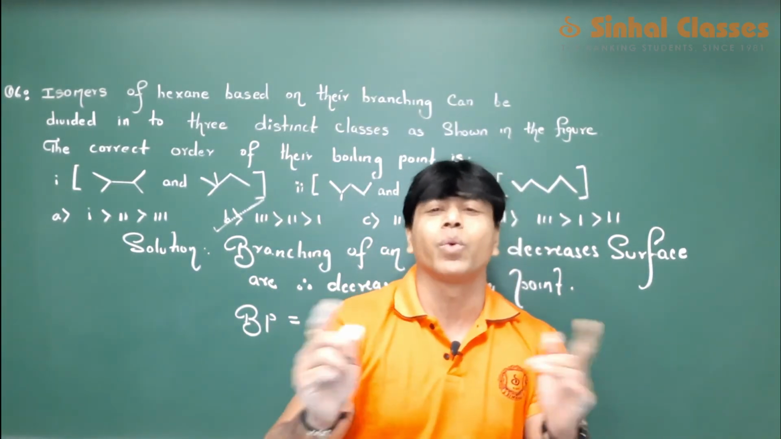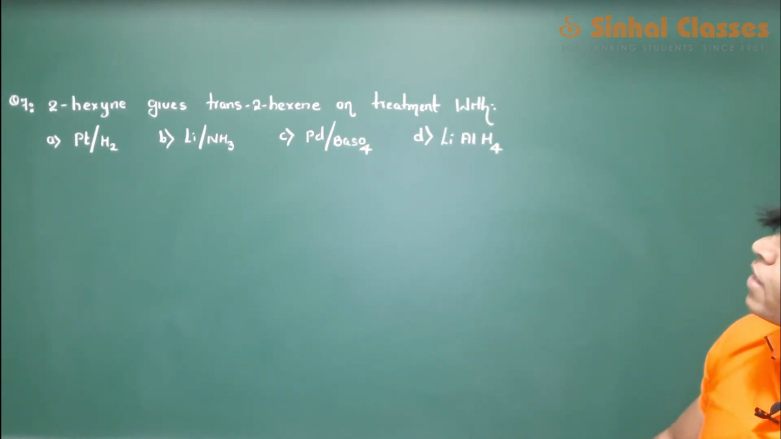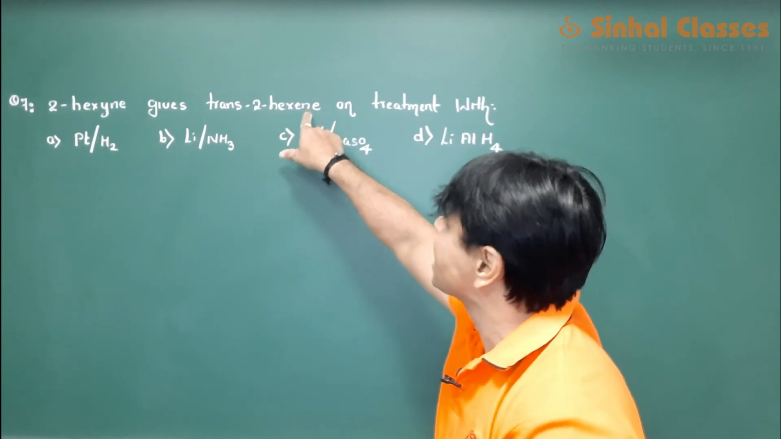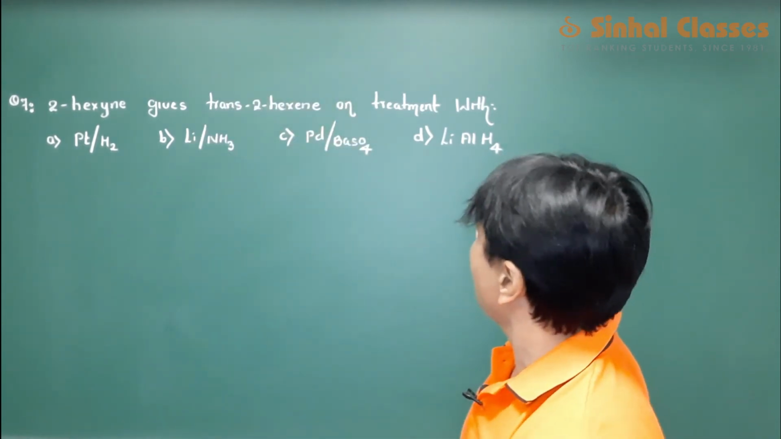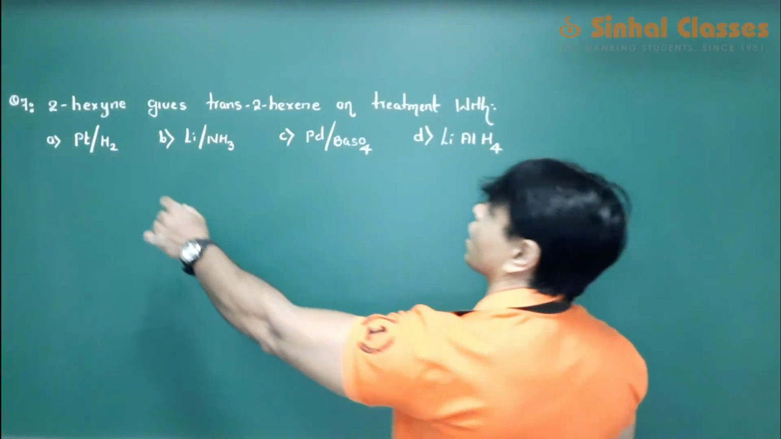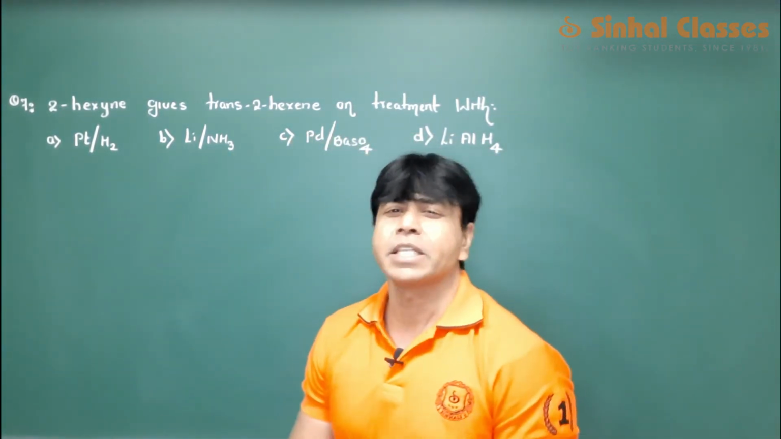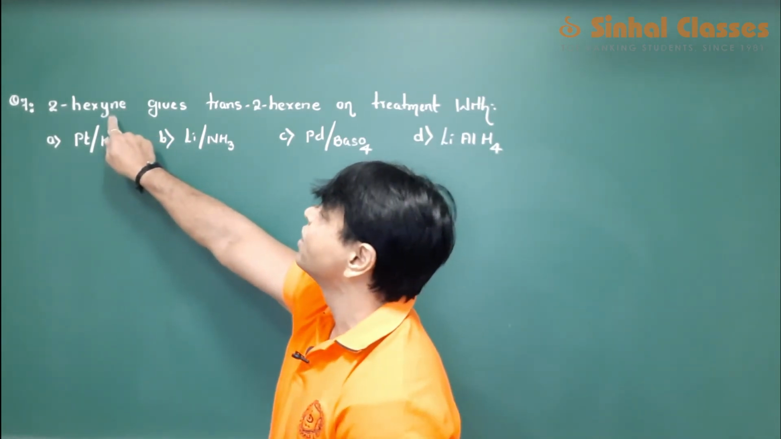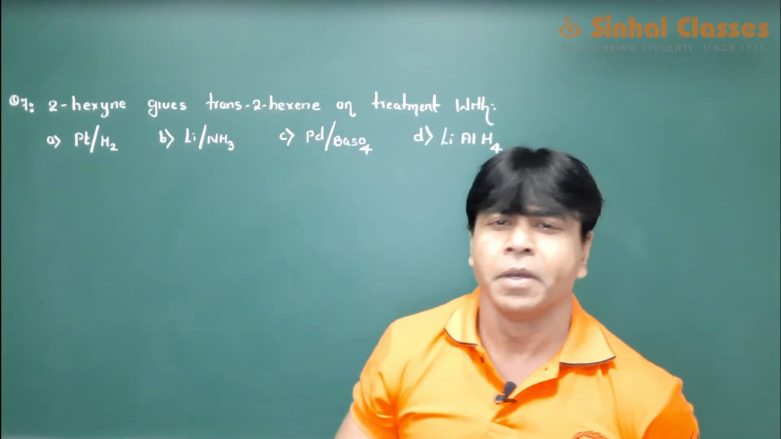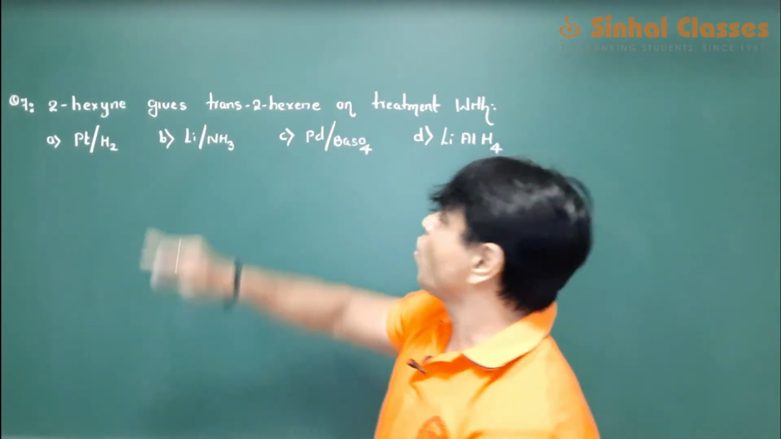Okay. So now we go for the next question. 2-hexyne gives trans 2-hexene on treatment with. Now these are all reducing agents. That means hydrogenation of hexyne will take place to give you hexene. From triple bond, it will become double bond. And you want trans.